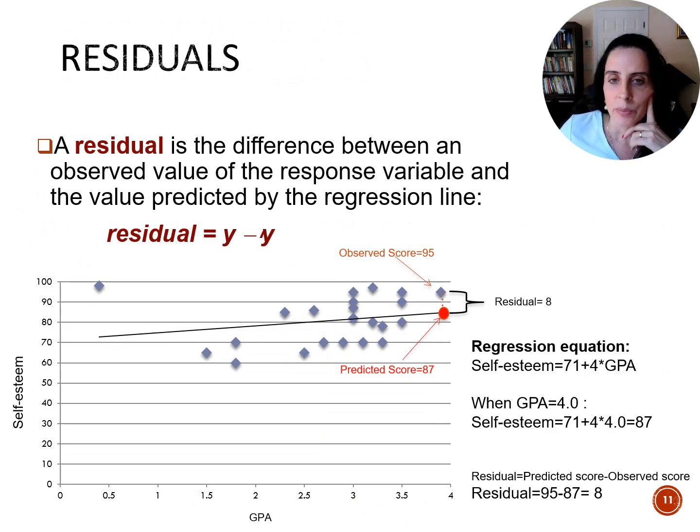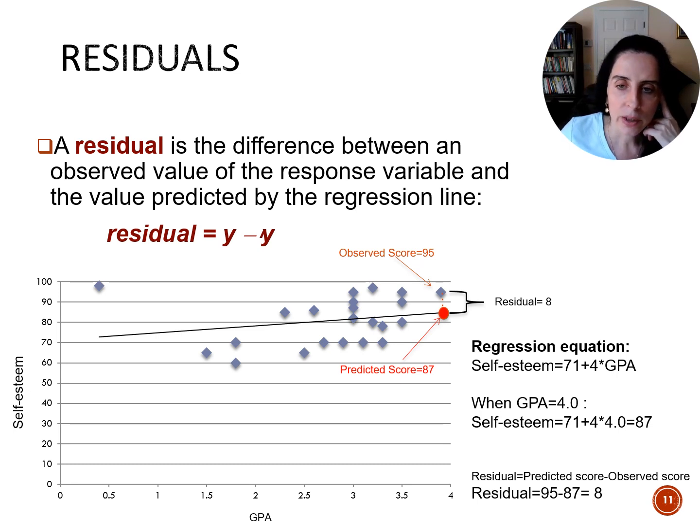As you have seen on the previous slides, regression coefficients are used to predict the response variable based on the explanatory variable. For our example, the regression equation is self-esteem equals 71 plus 4 times the student's GPA. And we can use this equation to predict self-esteem scores for any GPA values. For instance, if a student's GPA is 4, based on our equation, the estimated self-esteem score would be 87.